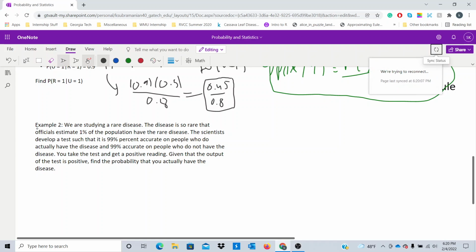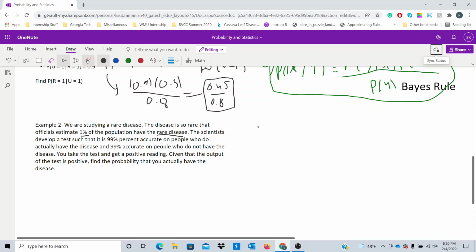This is a classic example where Bayes' theorem actually comes in handy when studying stuff within the healthcare sector, especially during these times, when we're talking about stuff like the COVID-19 outbreak and the pandemic. So this is a good example to motivate why Bayes' theorem might be used in the real world. In this example, we're studying a rare disease, and the disease is so rare that officials estimate 1% of the population have the disease.